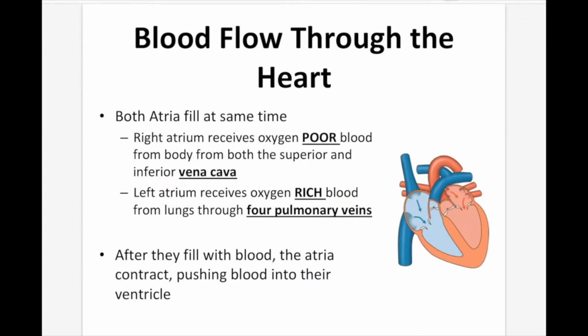So a little bit more detail. So first up, both atria are going to fill at the exact same time. The right atrium receives oxygen-poor blood from the body, from both the superior and inferior vena cava, so that's going to be the superior, and that's the inferior, and they're both going to feed into the right atrium right there.